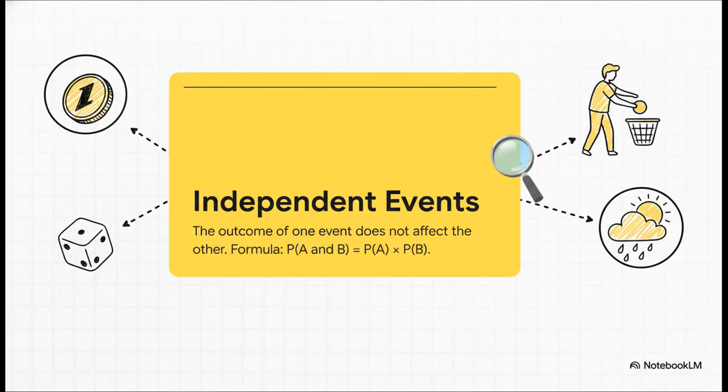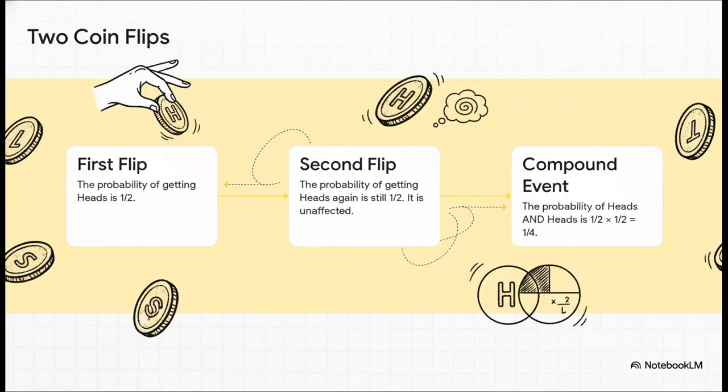Let's start with the easy ones, independent events. This is when the outcome of one thing has absolutely zero impact on the outcome of the other. For these, the formula is as simple as it gets. The probability of A and B both happening is just the probability of A times the probability of B. That's it. The classic example is flipping a coin twice.